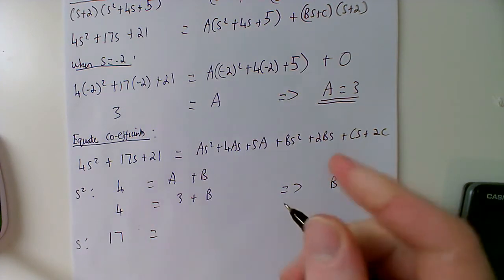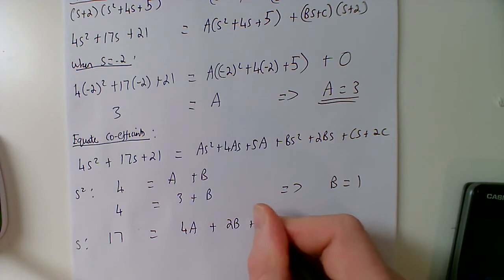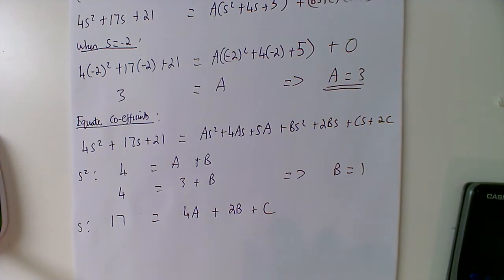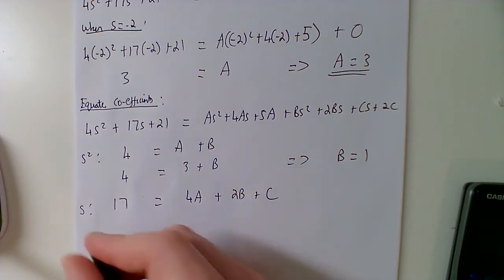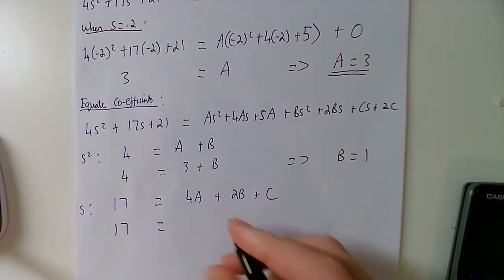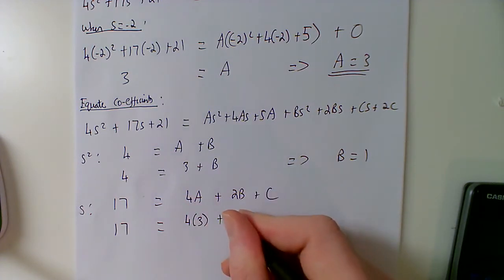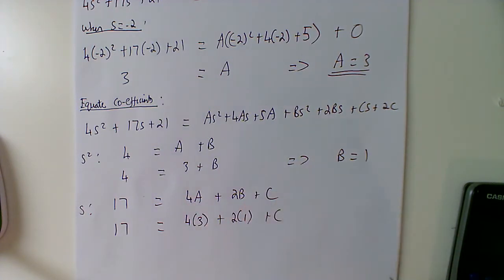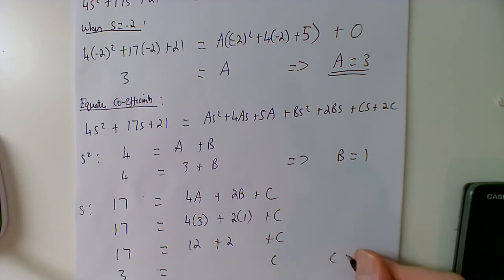So 17 equals 4a of them plus 2b of them plus c of them. That should have been easier to use constant terms, but hey, who cares? Works out the same. 17 equals 4 times 3 plus 2 times 1 plus c. 17 equals 12 plus 2 plus c. So c equals 3.